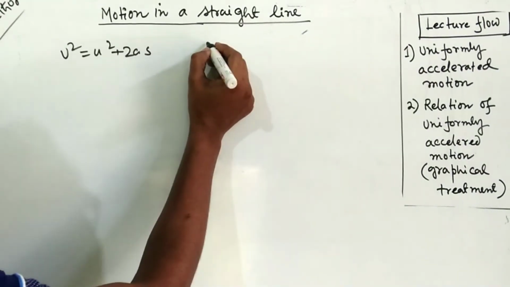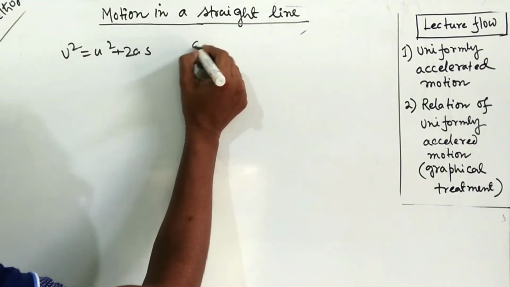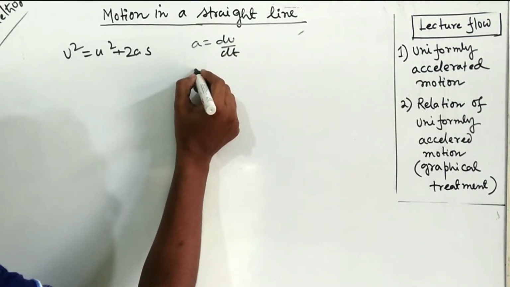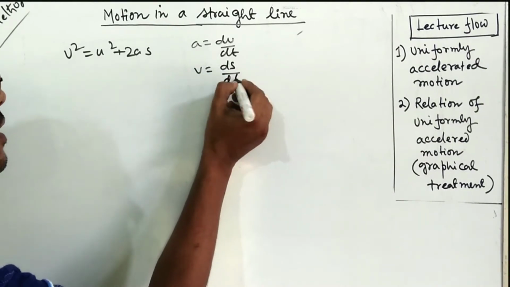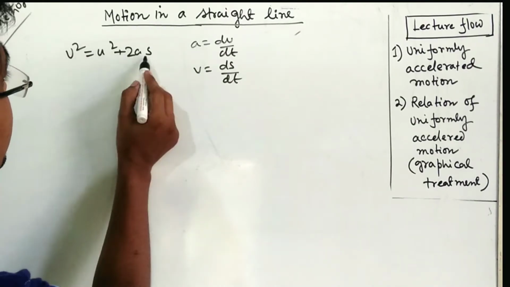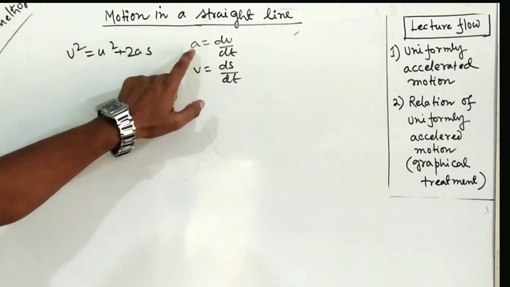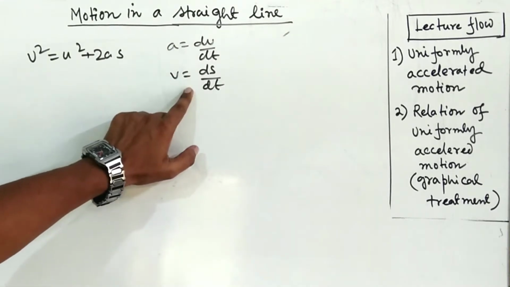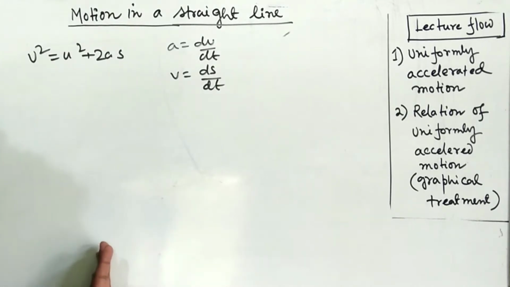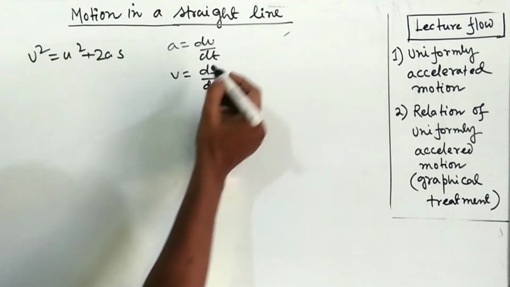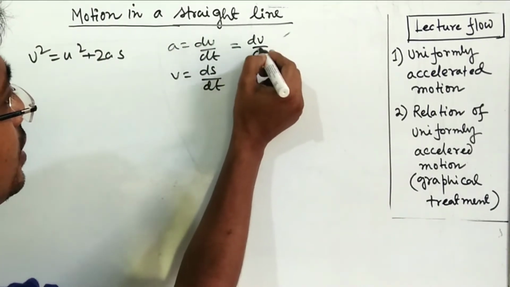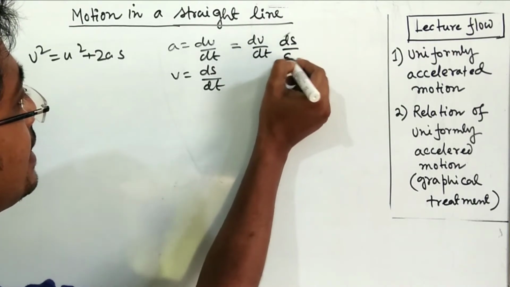You can see the previous formula we have applied, that was a is equal to dv by dt, and finally the second formula we have used, v is equal to ds by dt. But you can see in this final formula, there is no term containing t. So this formula we cannot use, we are unable to use this formula also. So here we have to use one trick. So finally a is equal to, we have to modify this formula dv by dt, so dv by dt and ds by ds.